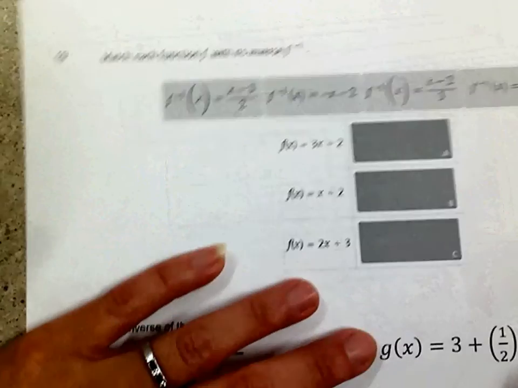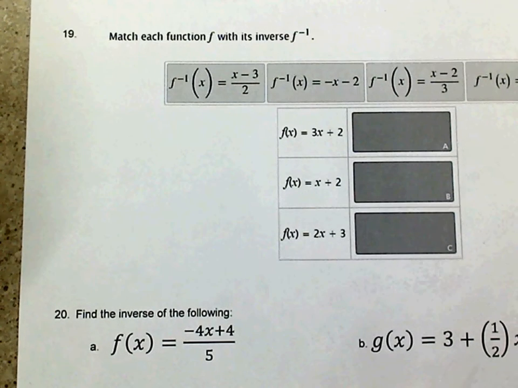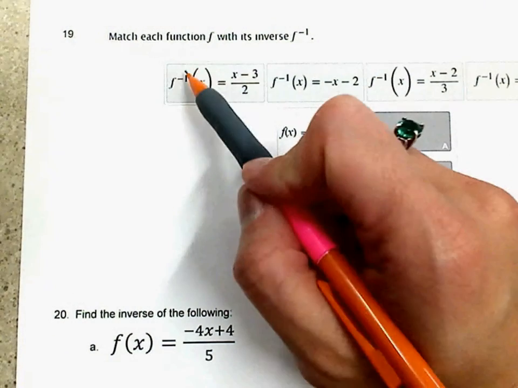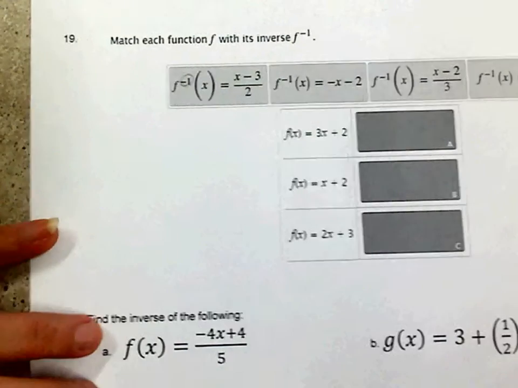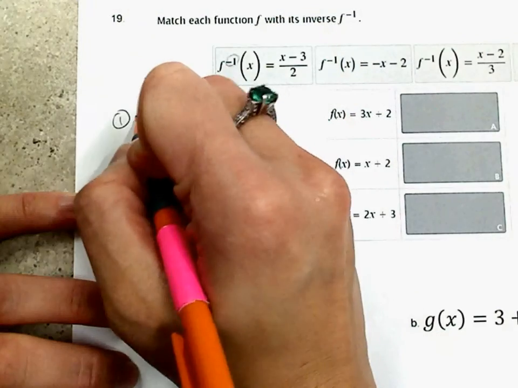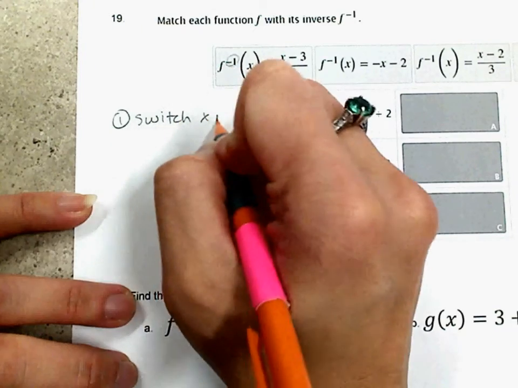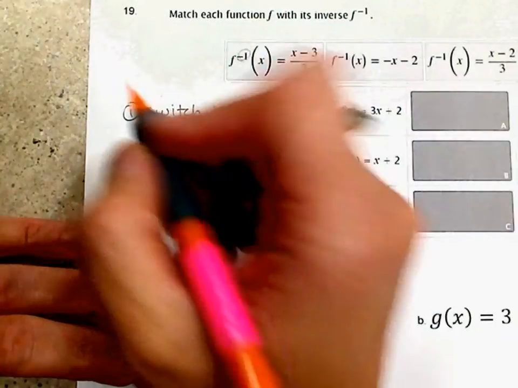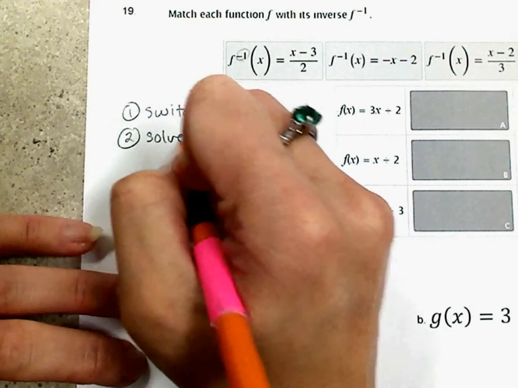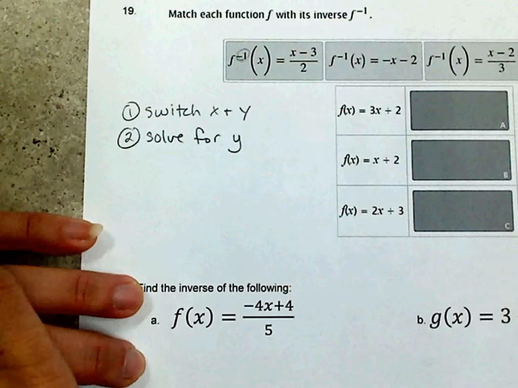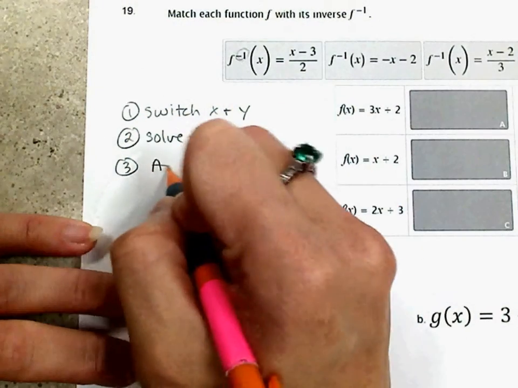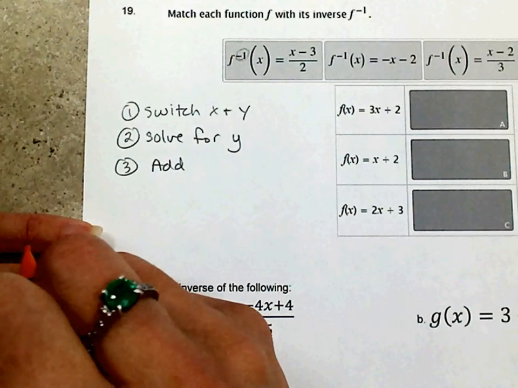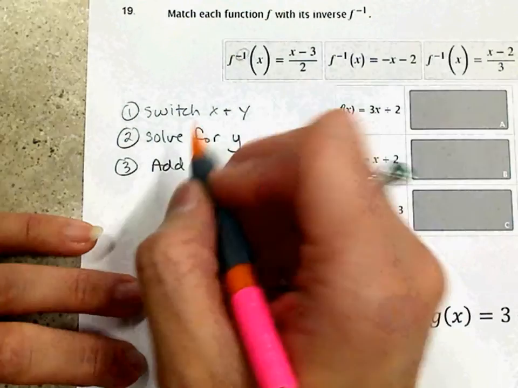All right. Match each function with the inverse. Do you guys see the symbol -1 right here? What does that symbol mean? Inverse. Very good. So here are your steps. Switch x and y in case you forgot. Solve for y, okay? And then you add, what do you add to tell me it's an inverse? -1. Those are your steps, okay?